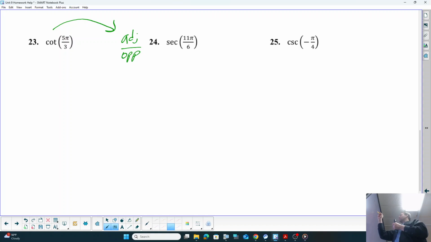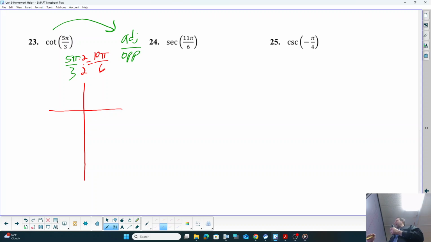Okay, let's see here. So we're going to go ahead and turn 5 pi over 3 into sixths. We're going to times it by 2 to the top and bottom, and that's going to become 10 pi over 6. And now we're going to go ahead and count all the way around to 10 pi over 6.